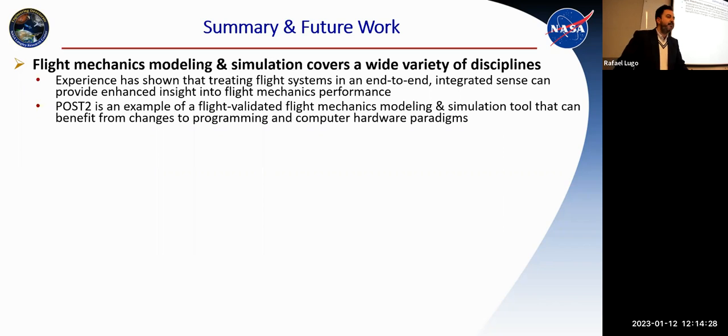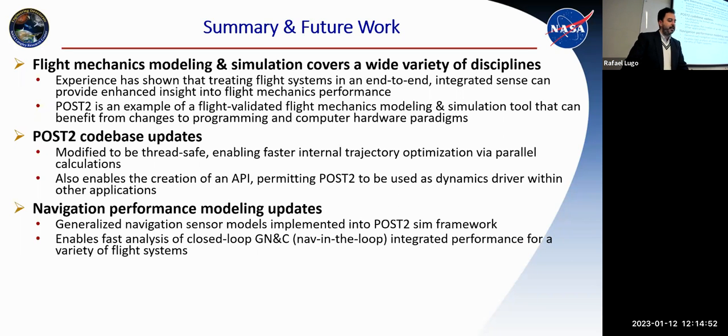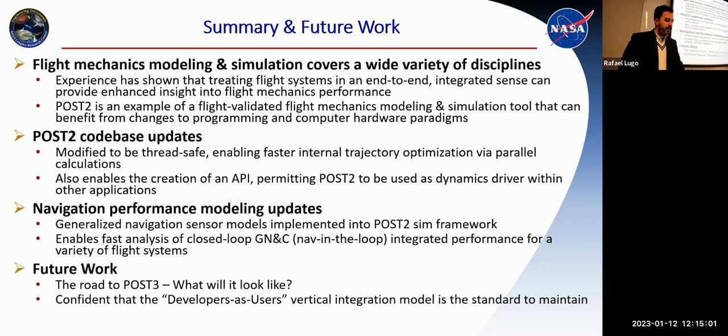Post2 is an example of a flight-validated flight mechanics simulation tool that can benefit from a lot of these advances in computer hardware. And I showed you some updates to the Post2 code base. We talked about making Post thread safe and what that buys us for parallel optimization. We showed you very recent developments in the API, which can enable Post being used as the dynamics driver within other applications. And then finally, I talked about the navigation performance modeling updates and what we can do now as a specific application of the whole Post2 program ecosystem.